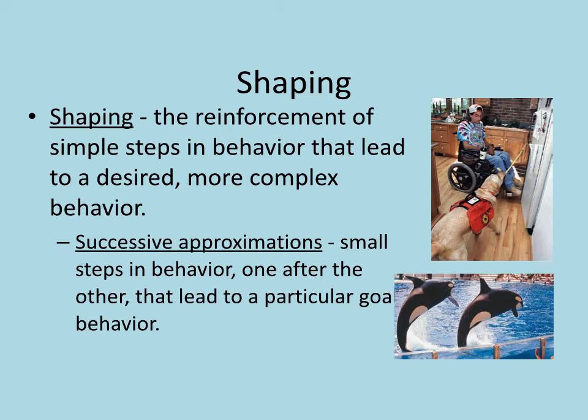Now, successive approximations are small steps in behavior, one after another, that lead to a particular goal of behavior. You can't teach, you know, a Blackfin over here to jump through a hoop when it goes against all of their natural instincts. You have to shape them. You have to break their spirit and do all these terrible things to them, and then they'll eventually do it. It's called shaping and successive approximation.